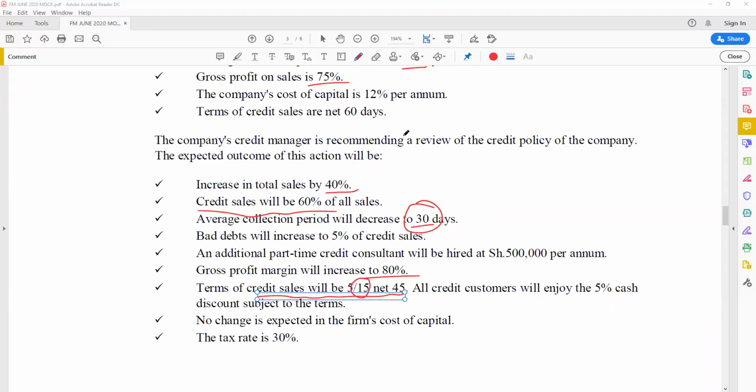But are you sure? Anyway, so here you're assuming that all customers of the company will get a discount. All the customers get the discount, when all credit customers get it, subject to the terms. And the term is that they must pay within 15 days. Now, in case we assume that all of them get a discount, that means therefore, when do they pay?